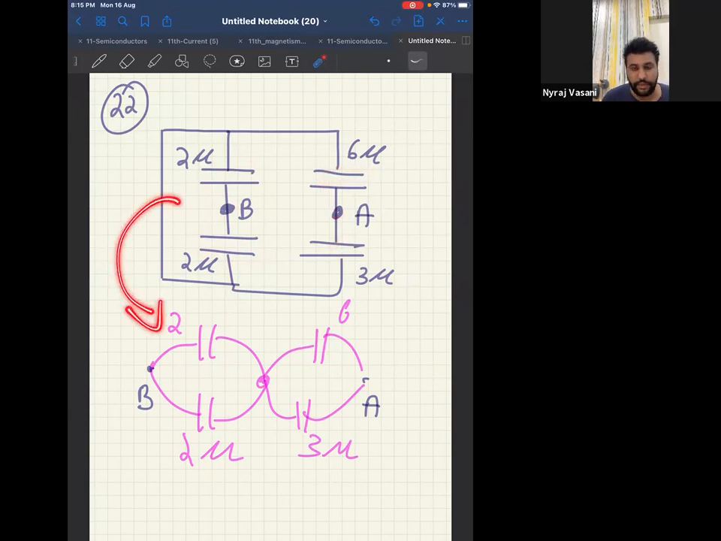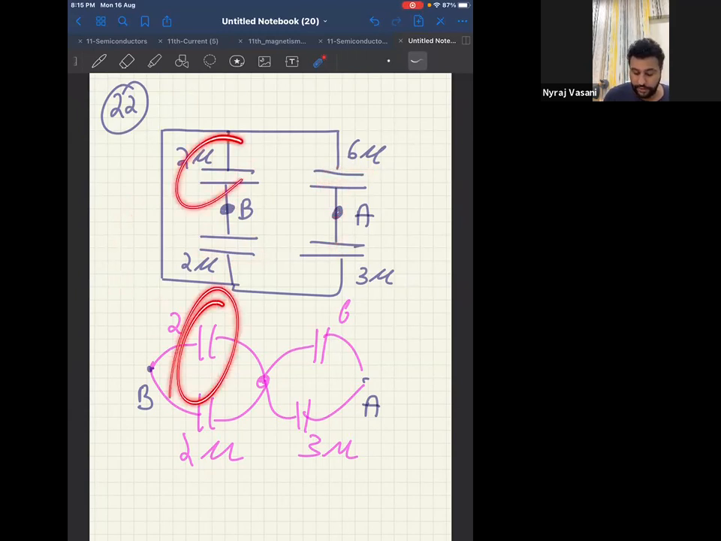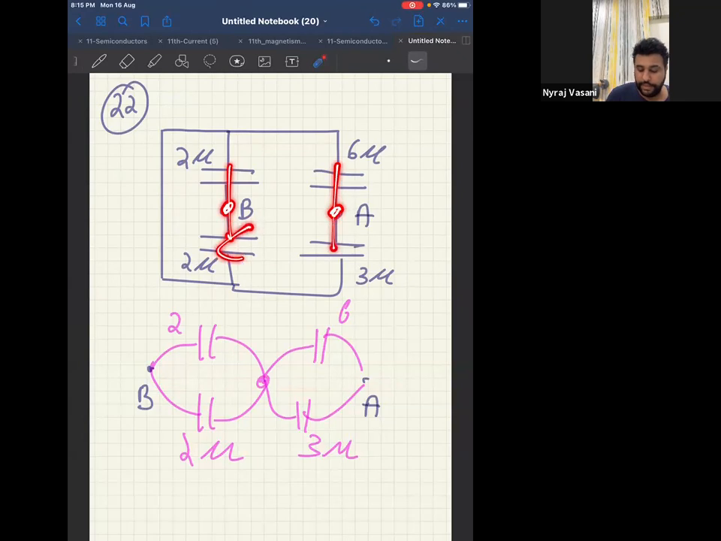That is from this equivalent circuit. Therefore, this 2 and this 2 in parallel will become 4, and 3 and 6 will become 9. This is my first clue. That means I'll get 4 and 9 in series. Now it's up to you. Start. Or if you don't want to draw the equivalent circuit, you should know that this will become parallel, this will also become parallel, and this will become series. Now start.